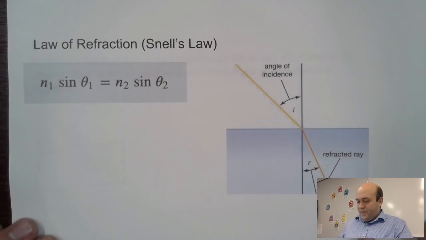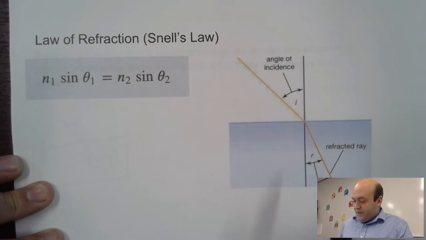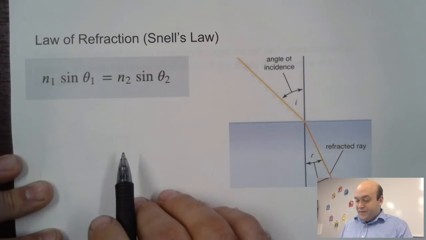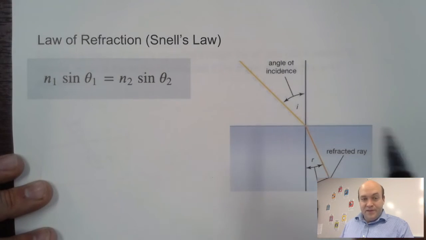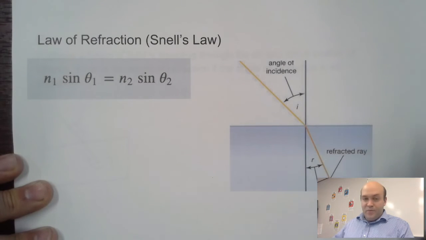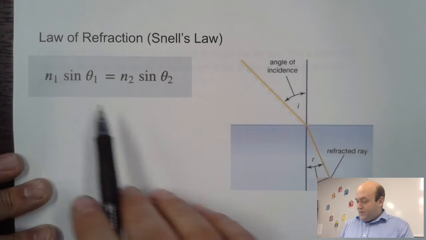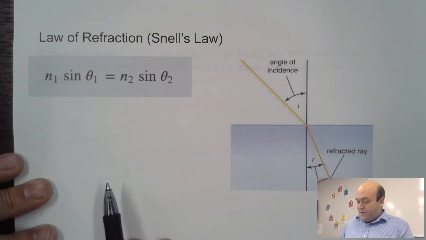Okay. As we start talking about different materials and how light refracts in those materials, we've got this law of refraction, or Snell's law. And all that it says, just like before, is that we've got this light ray coming in, and then it bends a little bit as it enters the other medium. So this formula kind of governs those angles.